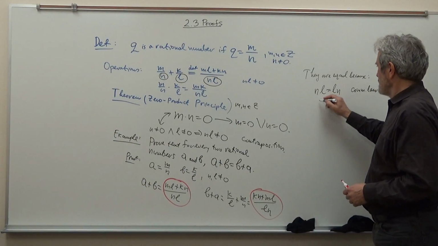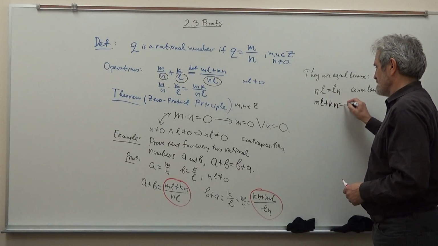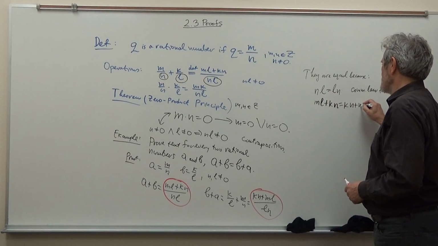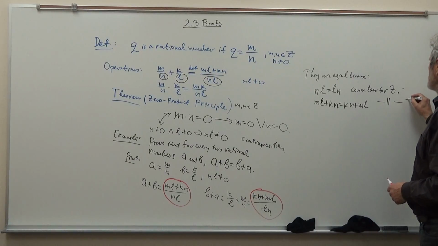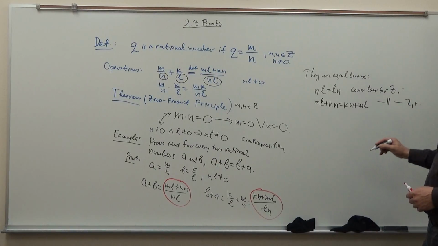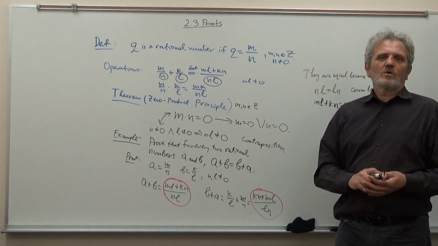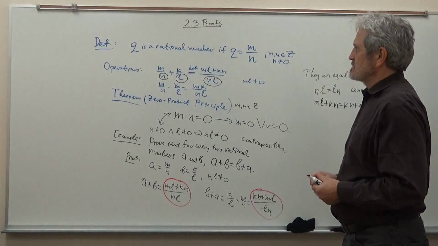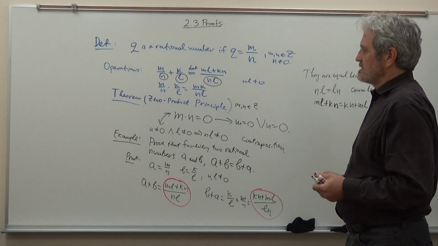And the same way, ml plus kn is the same as kn plus ml. Again, commutative law for integers and multiplication. This is commutative law for integers and addition. So since numerators are equal, denominators are equal, according to the equality definition between two rational numbers, they are equal.